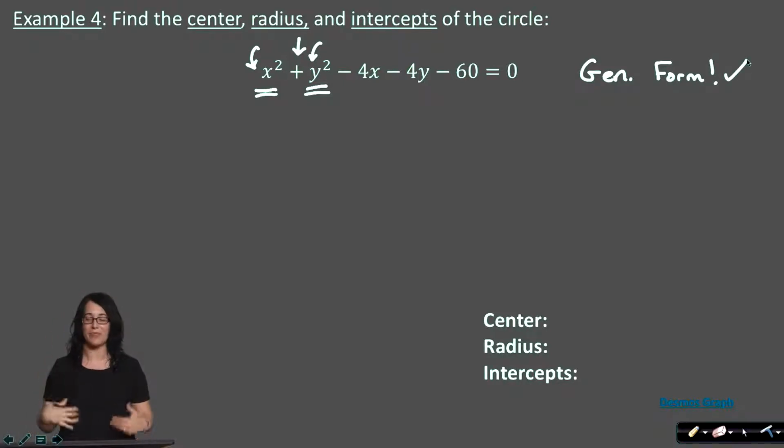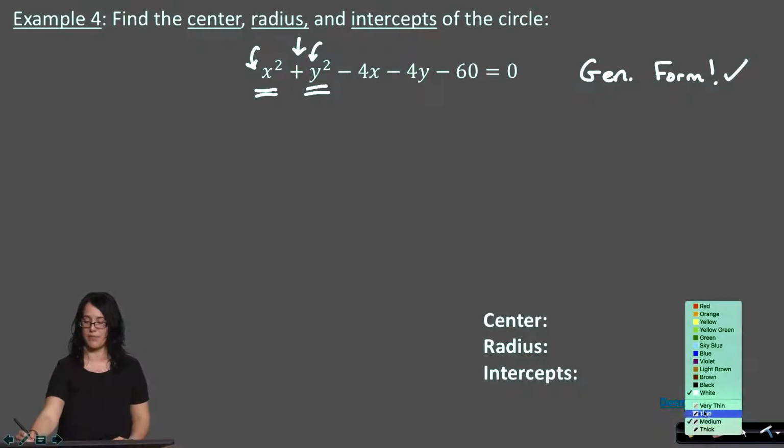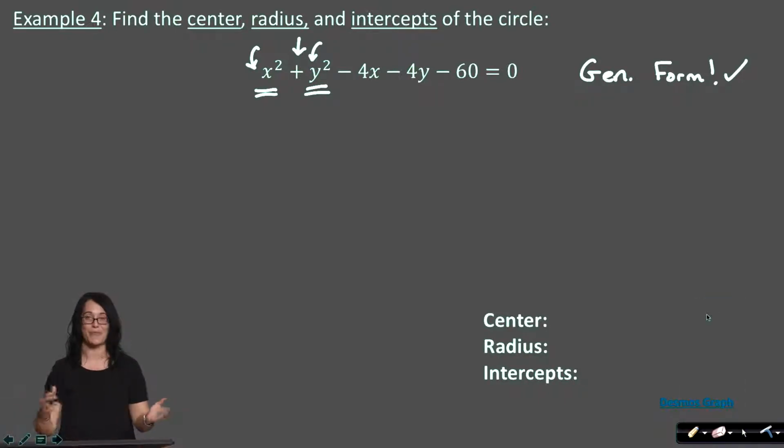So how did we go about the process of rewriting it into standard form so that we could read off the center and the radius quickly? We completed the square. Good job. So feel free to pause the video and try it on your own, or go back to the previous example to get a feel for what we did. Let's see how you did.